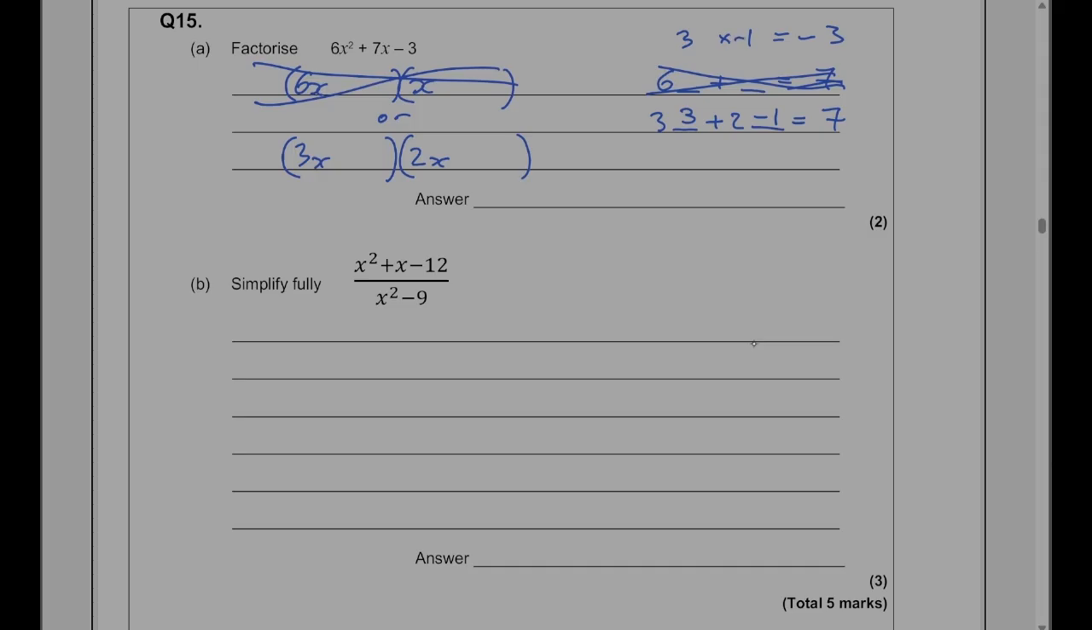So I want the minus 1 to go in the bracket opposite the 2, so it's got to go minus 1 there, and we've got to have the 3 there. So that's going to be my factorised version: 3x minus 1 and 2x plus 3.